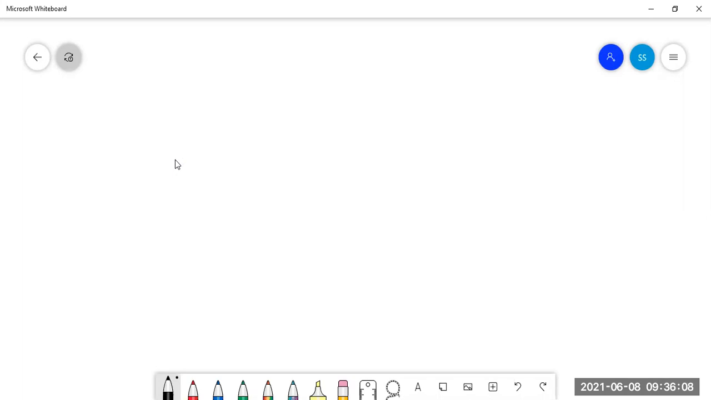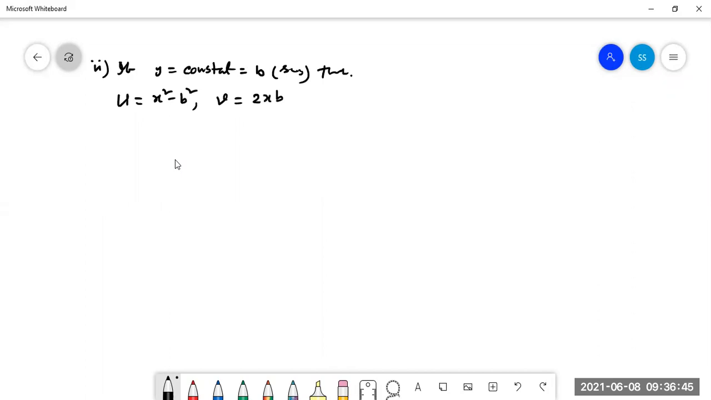Number 2, if y equal to constant, say equal to b, then what is the value of u? u equal to x square minus b square, no? And v is equal to 2xb, or from here we can find out the value of x square.